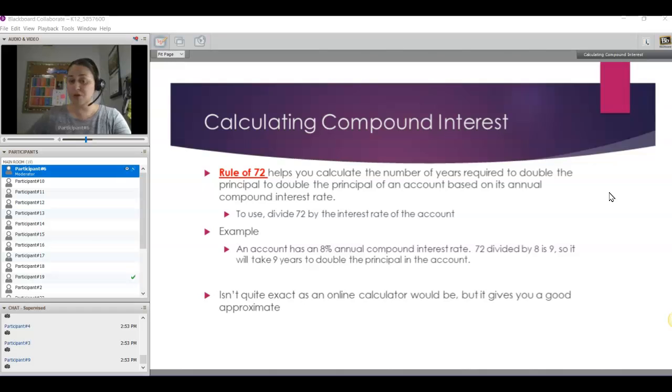Okay? Do not put it into a decimal. For example, an account has 8% annual compound interest rate. So what I would do is I would divide 72 by 8, which would give me 9. That 9 is going to say it will take 9 years for that money in that account to double. Okay? So the rule of 72.